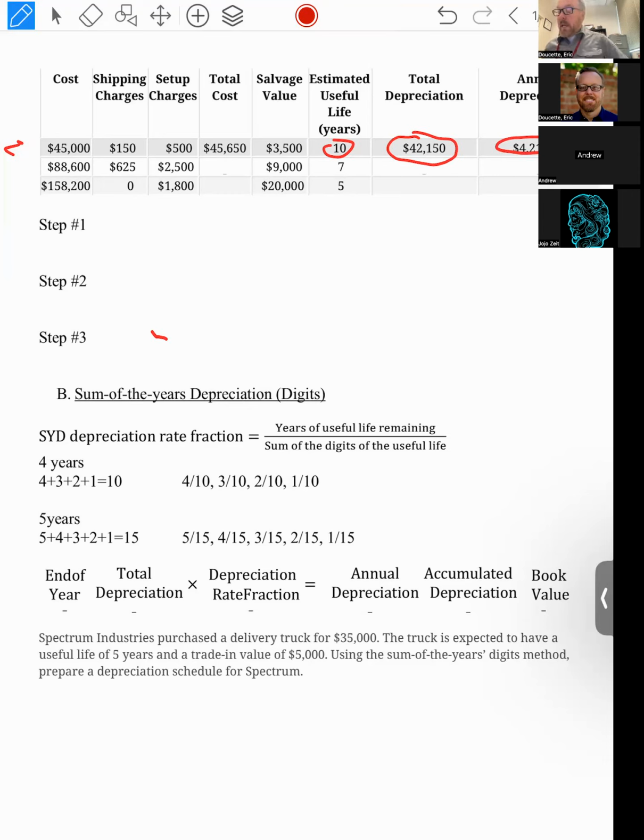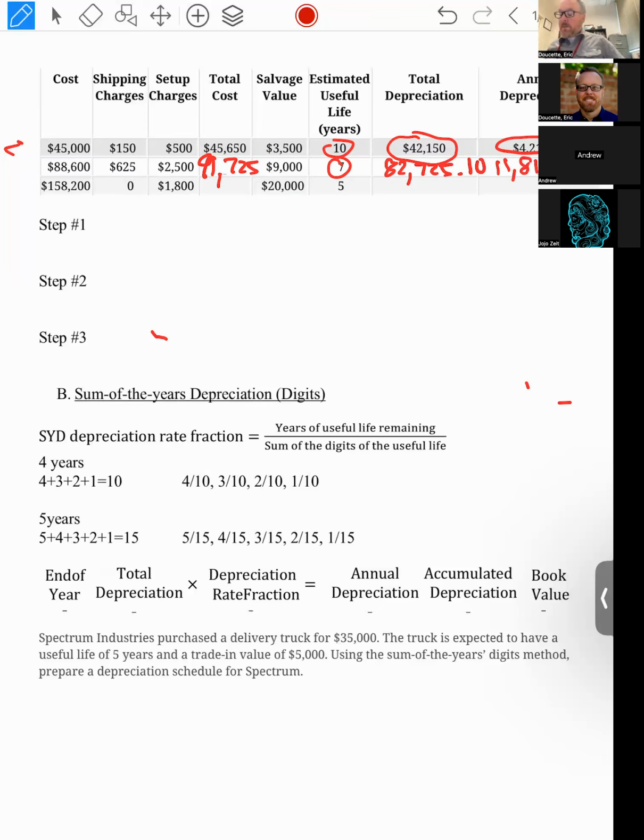So if I do the next one, 886, 625, and 2,500, if I add all that together, it comes out to 91,725. If I subtract the 9,000 salvage value, it comes out to 82,725 and 10 cents. And then if I divide that by 7, because that's how many years, it's going to come out to $11,817.57 every year that it depreciates.